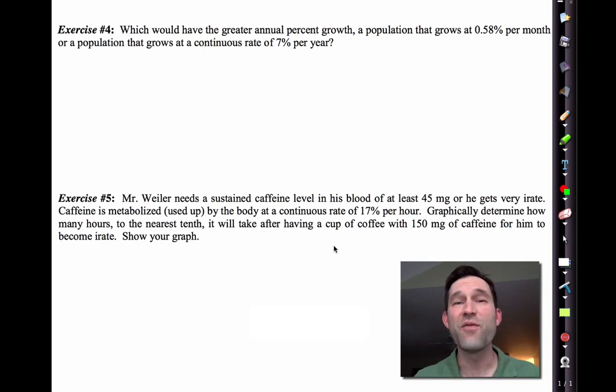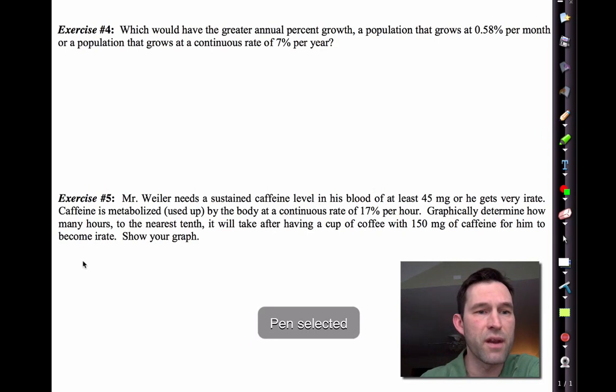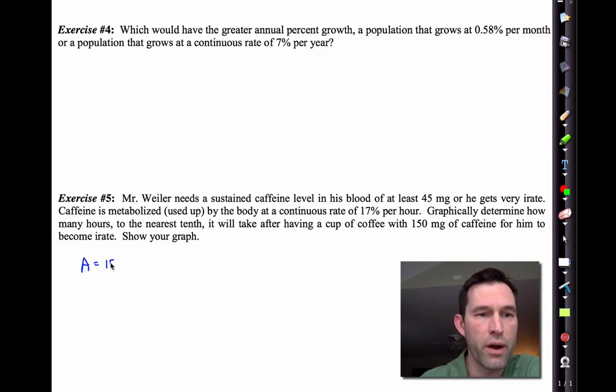All right, if you think you can get all the way through this problem, pause the video now and see what you can do. If not, we'll pause it a couple times as we go through it. All right, let's start taking a look at how we do it. Let's model the amount of caffeine that I have in my bloodstream. The amount is going to be that initial amount, 150, times e raised to the negative 0.17t, right? Because I'm losing it at 17% per hour, negative 0.17.